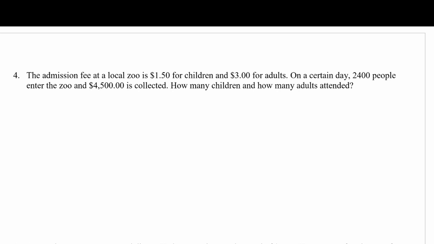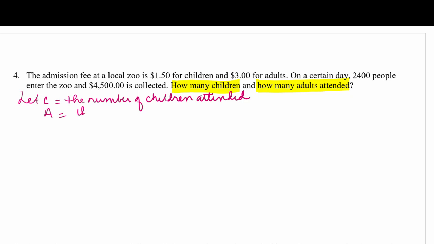So we're being asked to find how many children and how many adults attended, which means that we can let C be the number of children that attended. And then we're going to let A be the number of adults that attended. And again, notice that we are going to define our variables in detail. Now, because we've defined using the two variables, then we know we're looking for two equations.